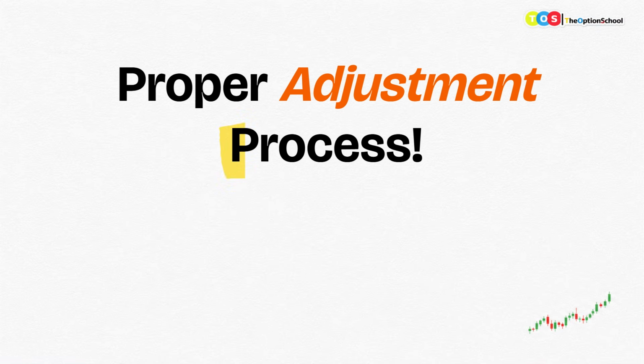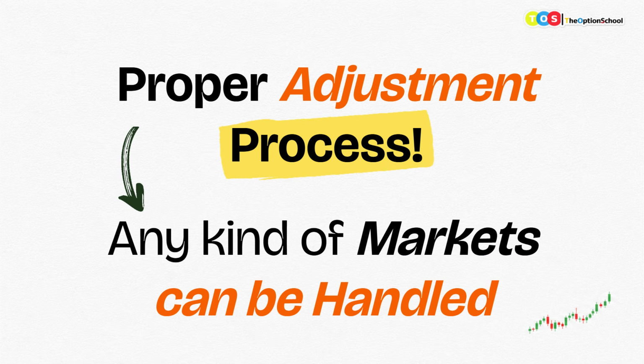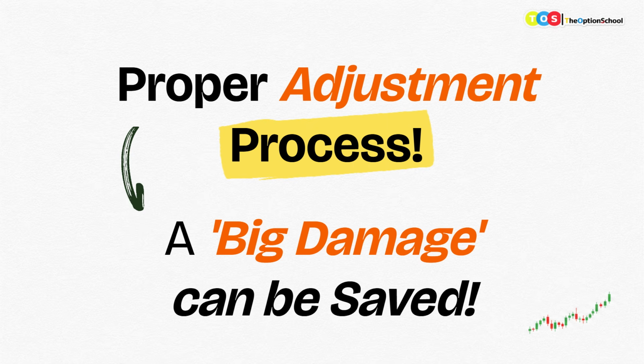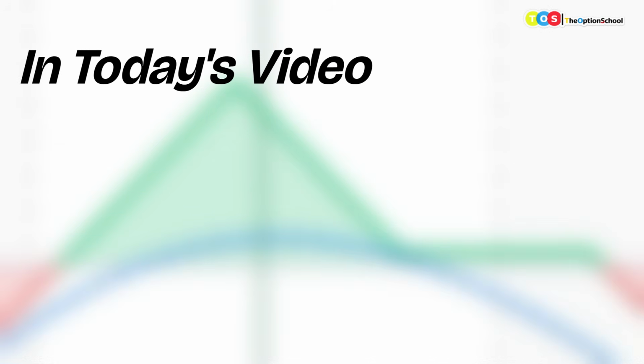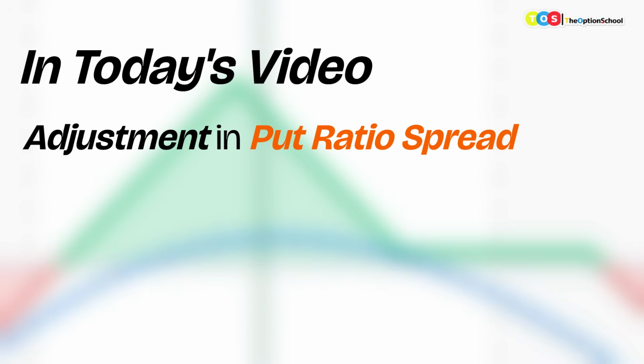Markets can go up, markets can go down, but if we have a proper adjustment process in place for our strategies, I think any kind of markets can be handled. At least a big damage can always be saved. So today, what I will show you is an adjustment in put ratio spread.